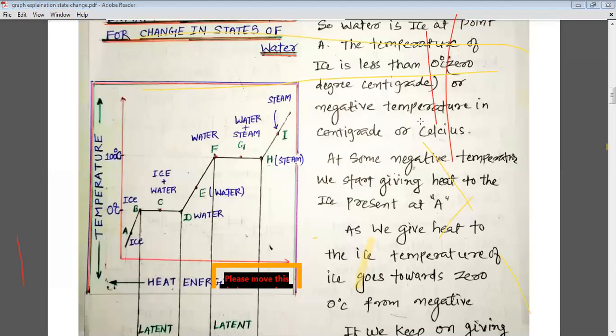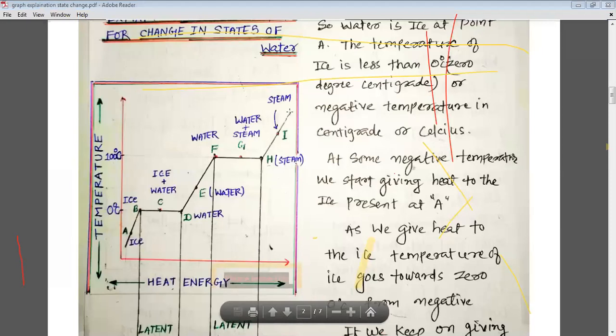So point H and point F are different, though they have the same temperature, 100 degrees centigrade or 373 Kelvin. The boiling starts at F, but the conversion of steam to water starts at point H. So this is how we have understood about this graph.